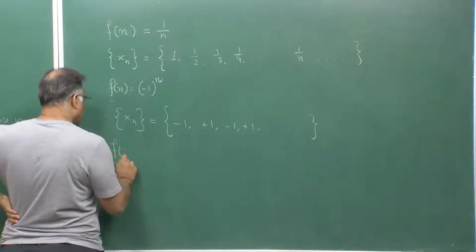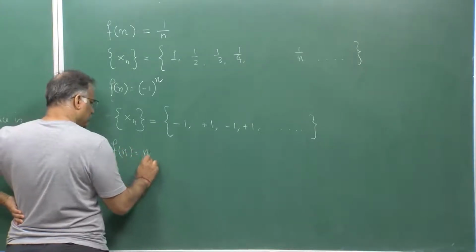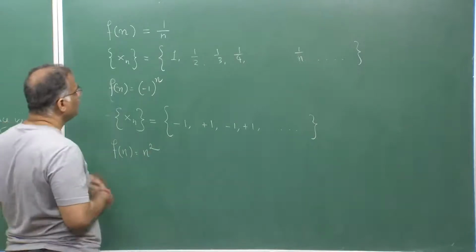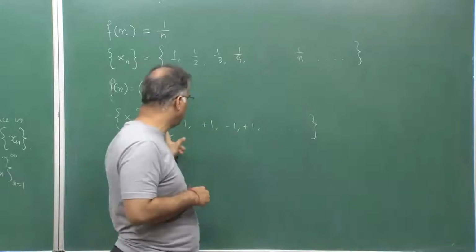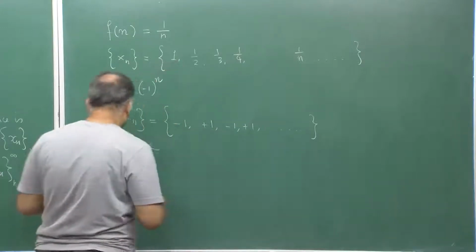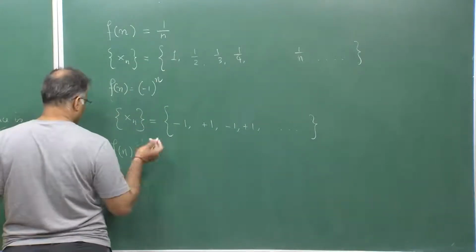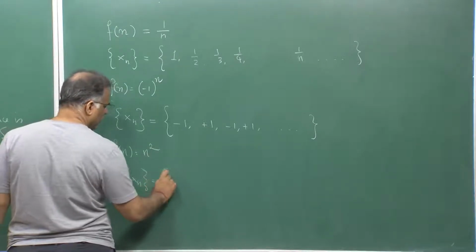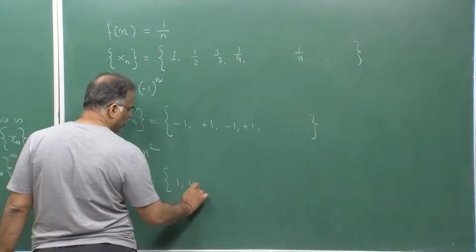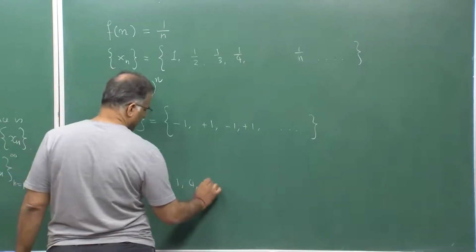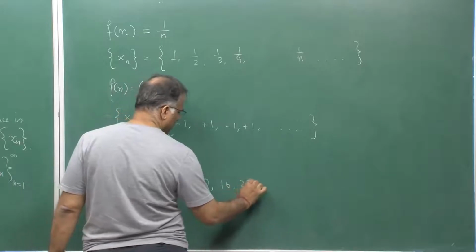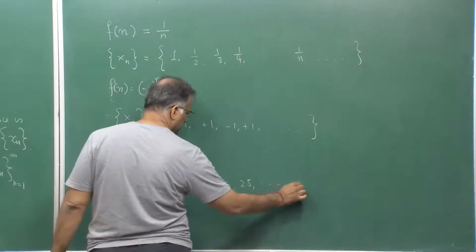Let me put, for example, this sequence. Here also you see there is no repetition, whereas in the previous one there is repetition. This sequence has no repetition. Basically we are just squaring the numbers: 1, 4, in case of 3 it is 9, in case of 4 it is 16, then 25, and so on and so forth.